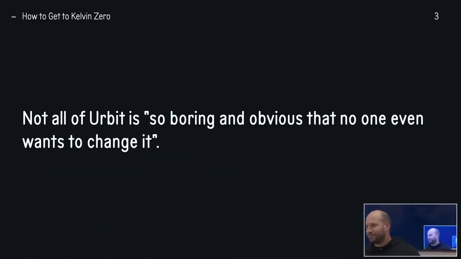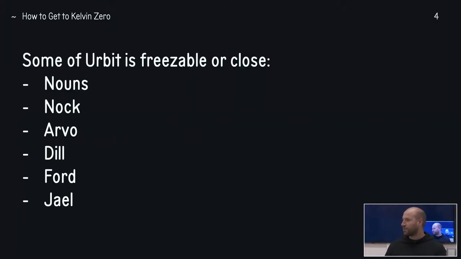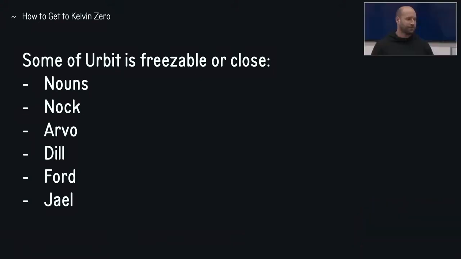As you may be aware, not all of Urbit has met this criteria. In fact, there are some parts of it that have, or are close to it. I'll go through these. People usually talk about the lowest layer of Urbit as being Nock, or machine code, but I like to think of the lowest layer as actually nouns. That's the data structure that everything in Urbit is built out of, right? So it's a natural number, right?